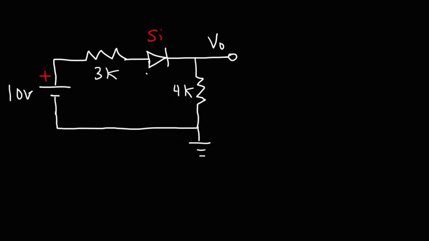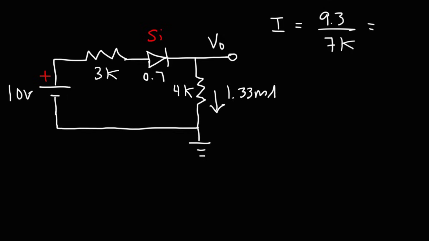So we know that the voltage drop of the silicon diode is 0.7. So 10 minus 0.7 is 9.3. That means that we have a total of 9.3 volts across these two resistors. So we can calculate the current. It's going to be the 9.3 volts across those two resistors divided by the sum of those resistors because they're in series. And that will give us a current, if we round it, of 1.33 milliamps.